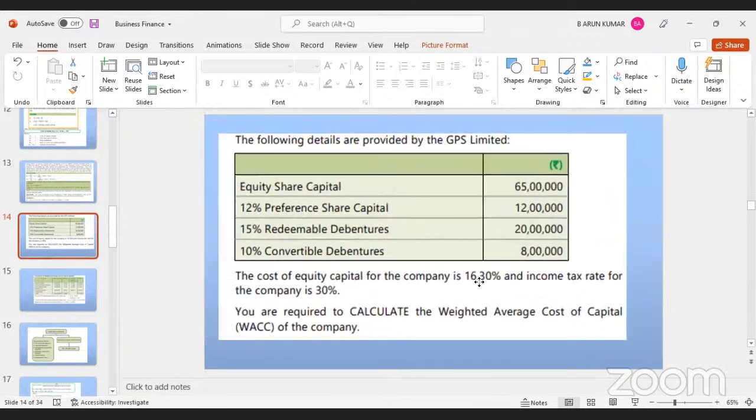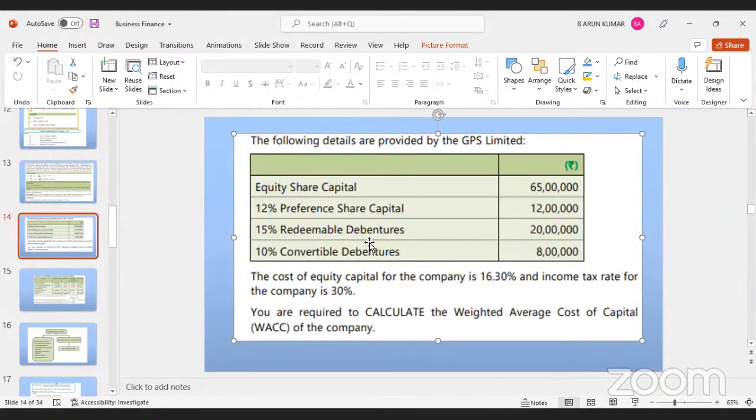It means the overall cost that the particular GPS Limited incurs: how much cost they incur every year, how much amount they are paying to the equity shareholders, preferential shareholders and debenture holders, and how much money they are repaying.